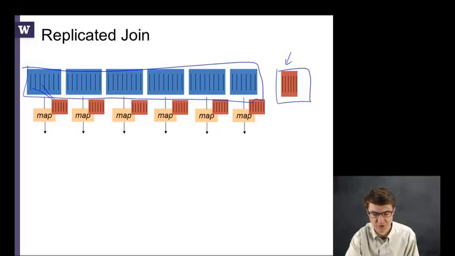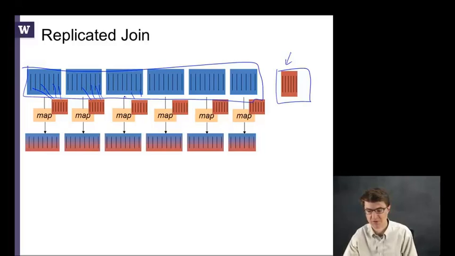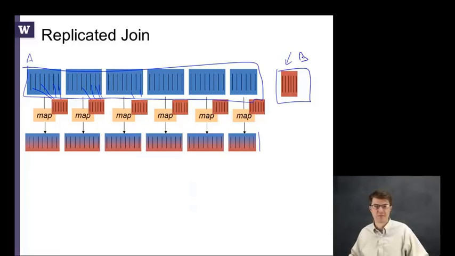Every one of these tuples can be joined with corresponding tuples in this partition. Every one of these tuples can be joined with corresponding tuples in this partition, and so on. And so at the end of the map phase, you end up with the right answer, all the joined tuples for this blue A and this red B. Okay. And why is this cheaper? Well, we didn't have to shuffle everything across the network. We did it all in the map phase, and it makes a huge difference.